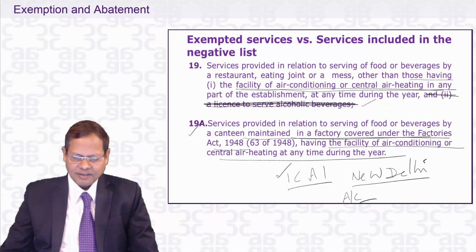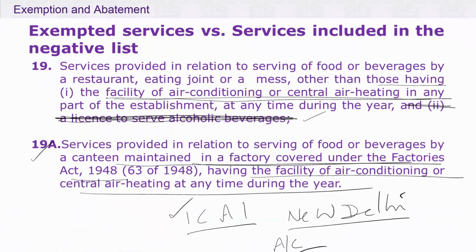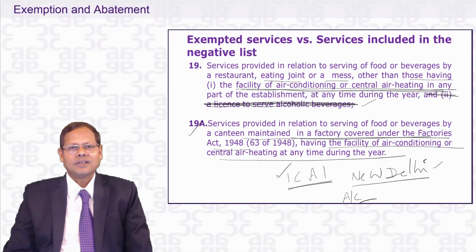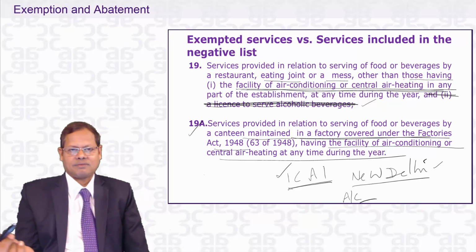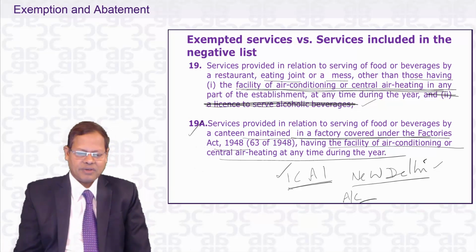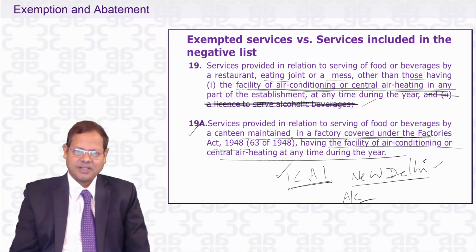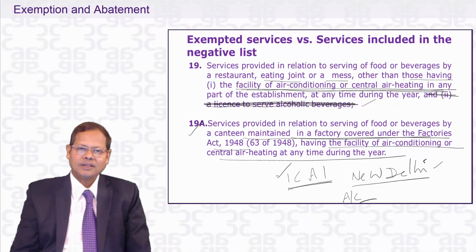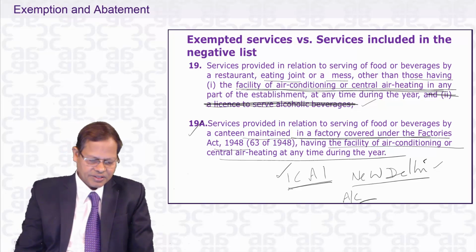So, is it covered here? So, look at entry number 19. It says, in a restaurant, eating joint or a mess, anything other than those having facility of air conditioning. If they don't have facility of air conditioning, that is okay. But if the ICAI canteen has this air conditioning facility, then service tax is payable for the foodstuffs served by them. That is, you have to pay on the 40% value, if sales tax and service tax both are collected. Okay? You try to understand, try to see the difference.